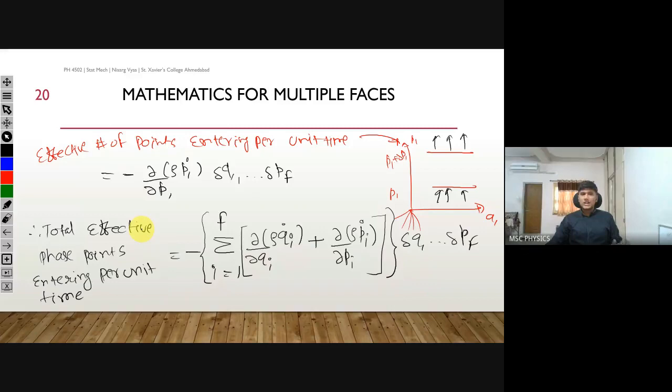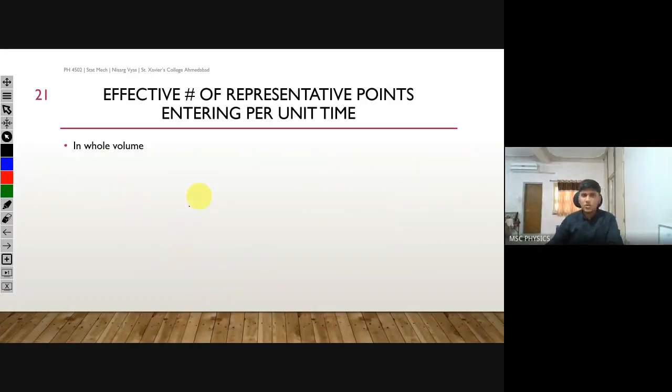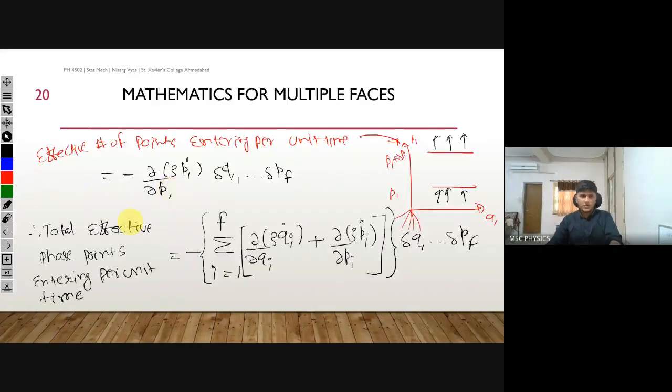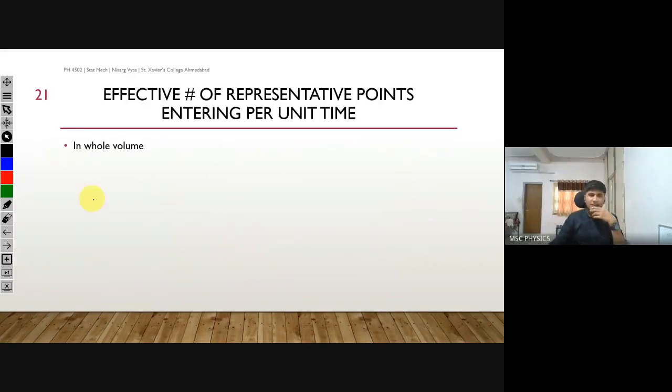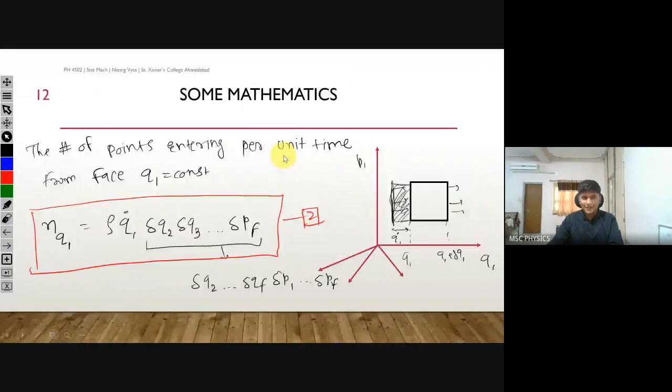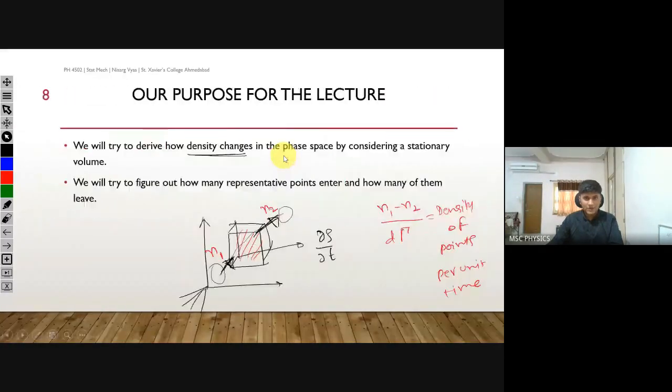This is the total effective phase points entering per unit time. If you have any question in this part, kindly tell me, because this volume is common to all of them, so I took it out and I wrote it like this. And in the whole volume, this is the mathematics for multiple phases. The total number of effective points is this, and from equation number 1 in the whole volume, what was equation number 1? Let us go back. We found something there.